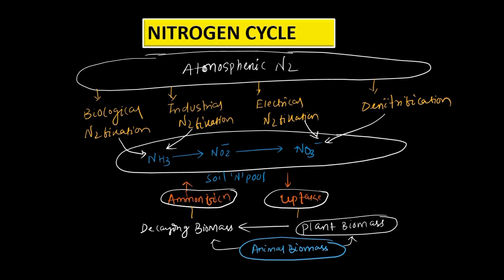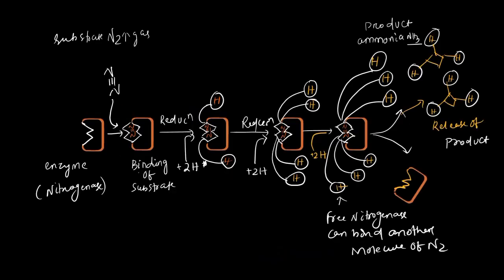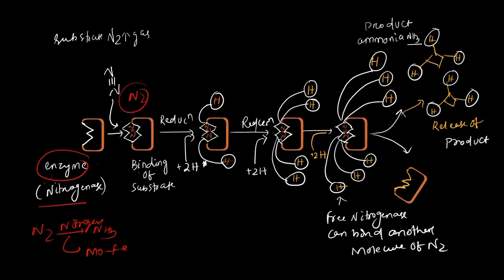Next, the nitrogen cycle. In the nitrogen cycle we also discuss how things happen. Here we see the enzyme nitrogenase. This enzyme nitrogenase helps convert N2 to NH3, and it requires cofactors known as molybdenum and iron. First the N2 molecule attaches to the enzyme nitrogenase, the binding of substrate. A reduction occurs, so that two protons are added, one here and another here.